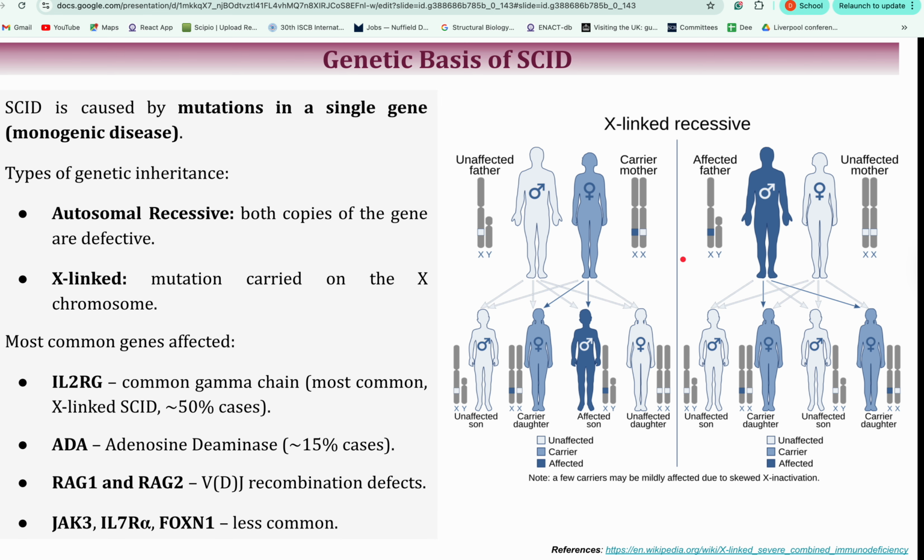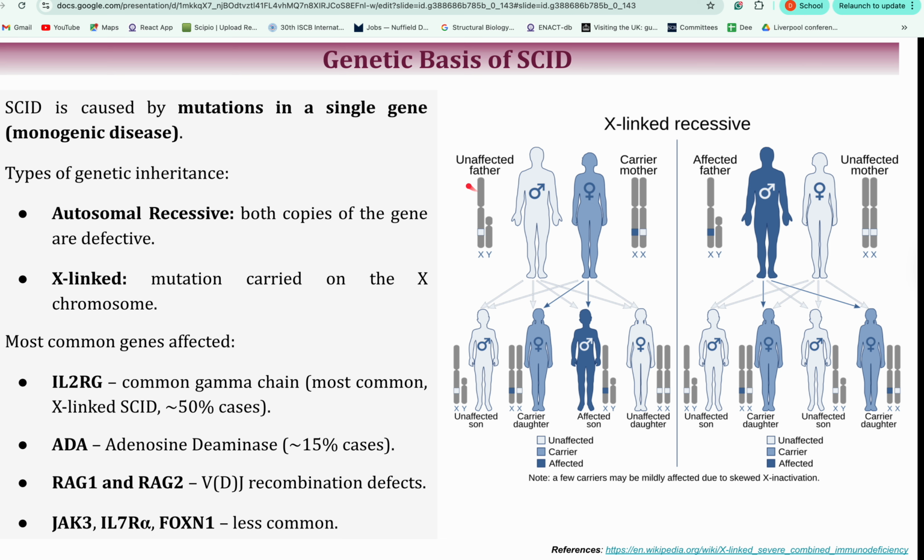Okay, so this shows the inheritance pattern. If it is X-linked recessive, that means the gene is present on the X chromosome. Recessive means whenever this particular X chromosome is in its recessive form, only then will the individual get affected. Otherwise, it will not get affected.